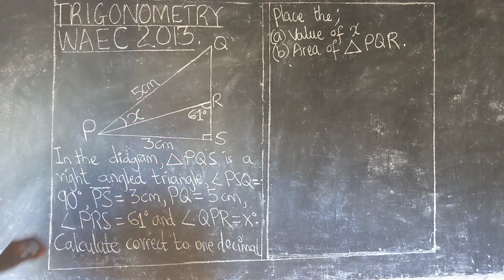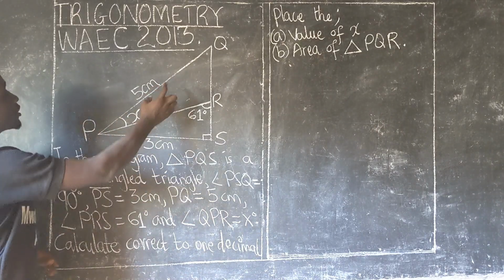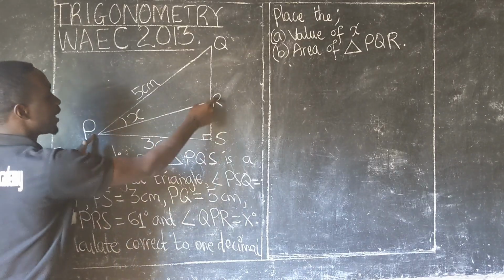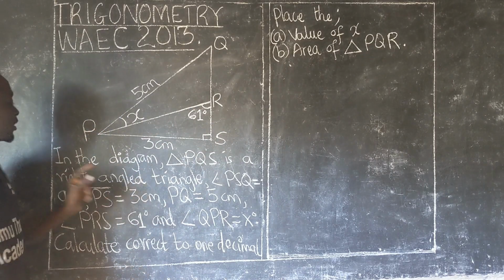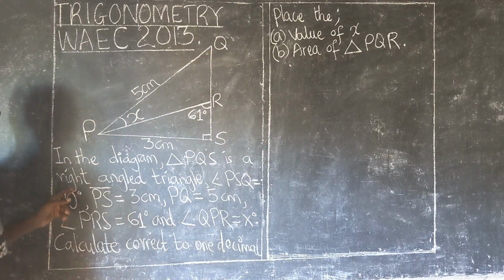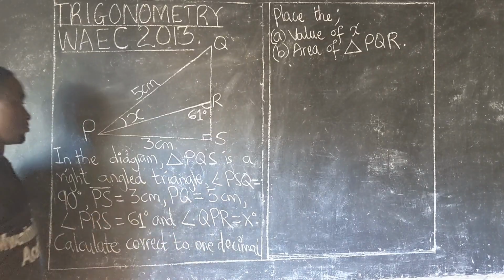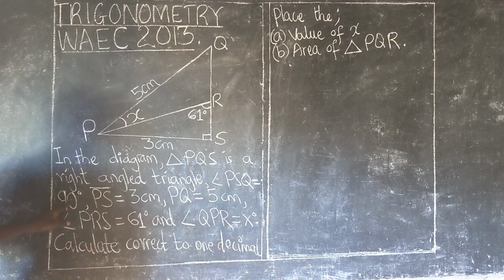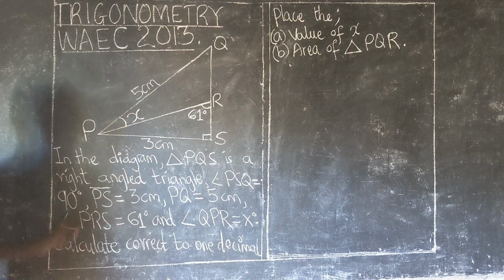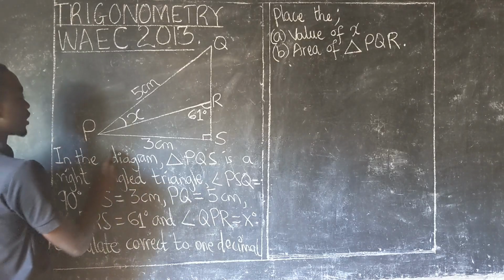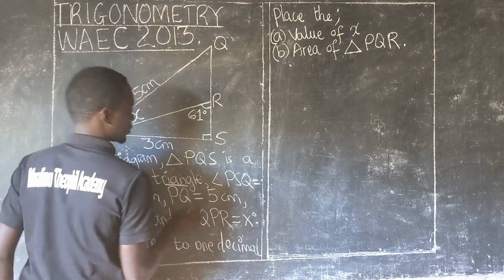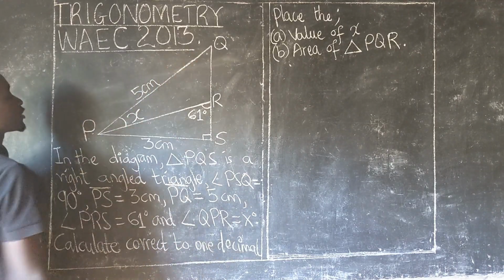Now let's see the question. Here we are given a triangle PSQ, a larger one, and a smaller one, PSR. We are told that in the diagram, triangle PQS, this larger triangle, is a right-angled triangle, as we find a right angle here. Angle PSQ is equal to 90 degrees. Side PS is 3 centimeters, and PQ is 5 centimeters.